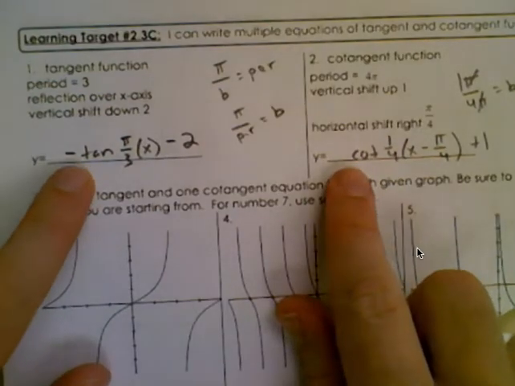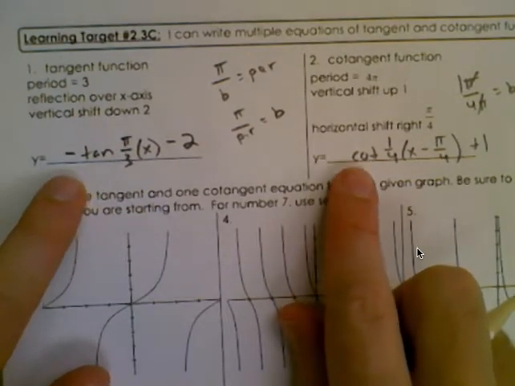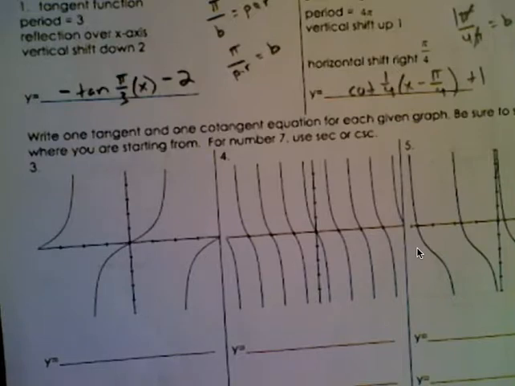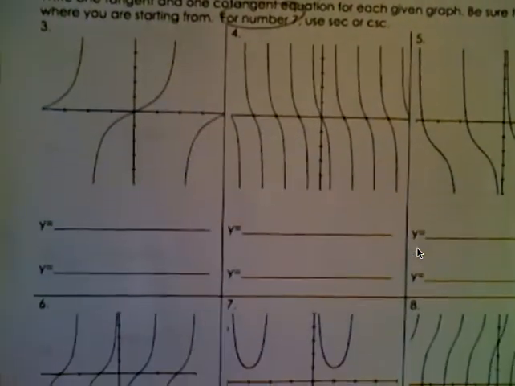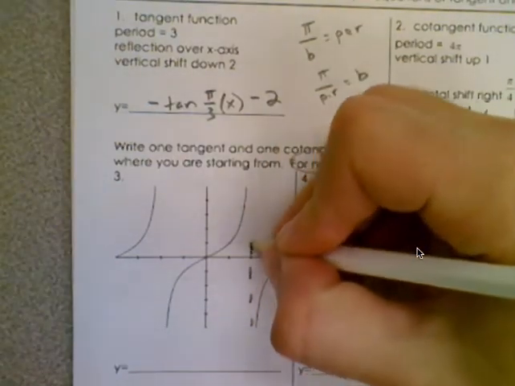Notice for both of these I did not put an a value in because I didn't know what they were, so that's okay. You could put any number here that you wanted. So 1's the easiest. All right, so what we're going to do next is we're going to write equations for the given graphs. And notice here, number 7 is going to be a secant or cosecant graph because notice, not s's, they're u's.